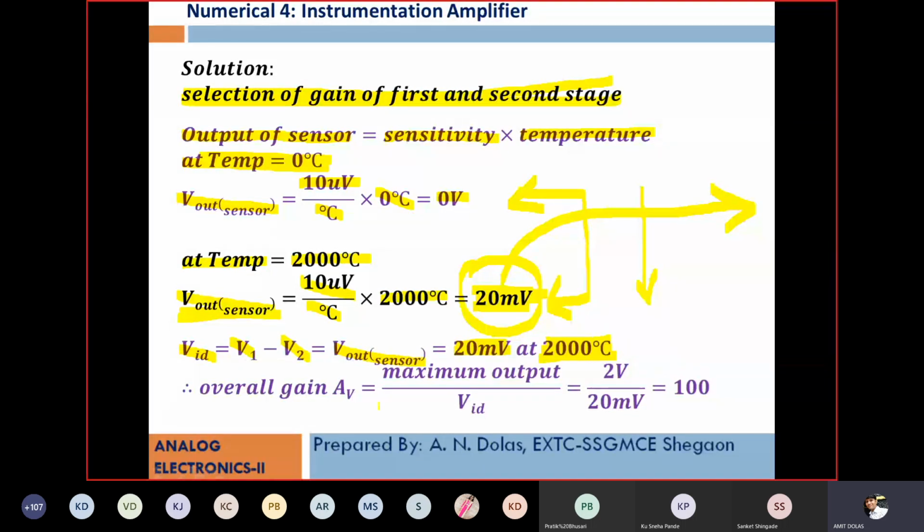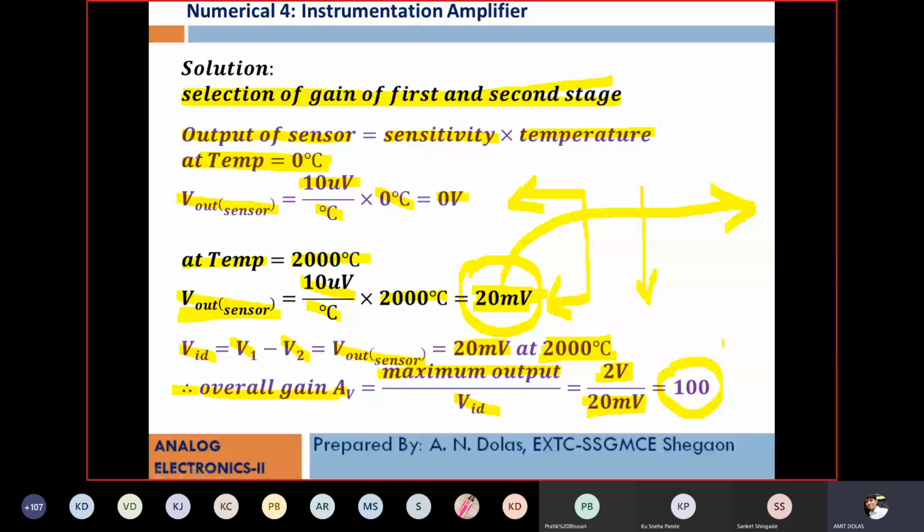So overall gain AV will be the maximum output of the amplifier. Maximum output of the amplifier is nothing but the maximum input to the DVM. So it is 2 volt divided by VID. VID is 20 millivolt. So the maximum gain will be equal to 100. So here we obtained the gain value equal to 100.